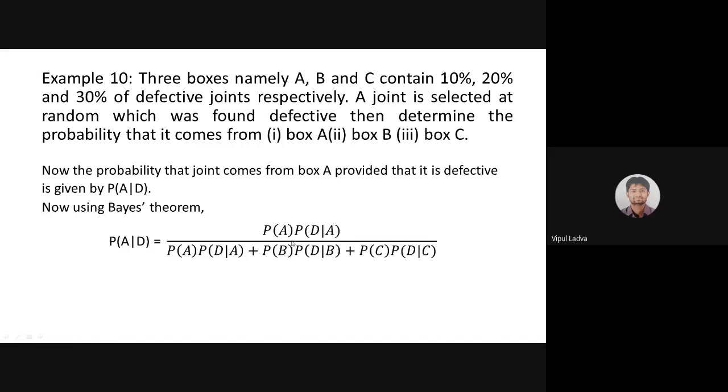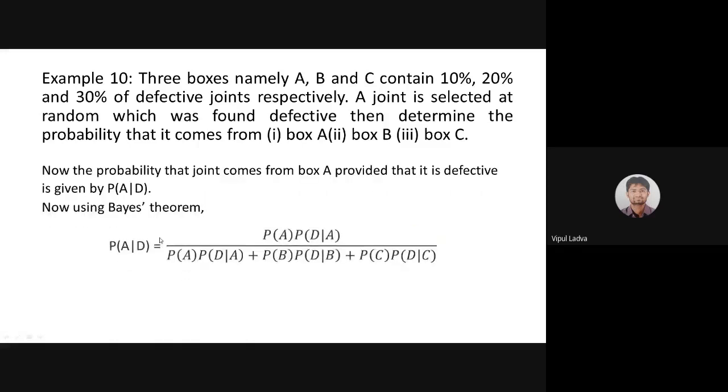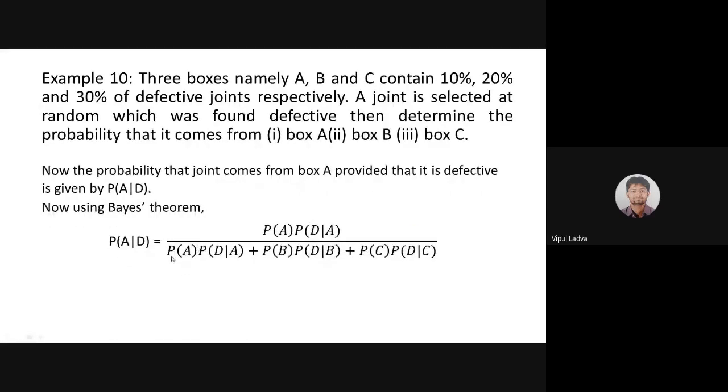Now let's see whether we have all the data or not. Do we have P of A? Yes, we have P of A. That will be 1 by 3. Do we have P of D over A, the probability of D with respect to A? Look, in the last slide we had identified P of D over A, that is 0.1. So we have P of D over A, as well as P of A.